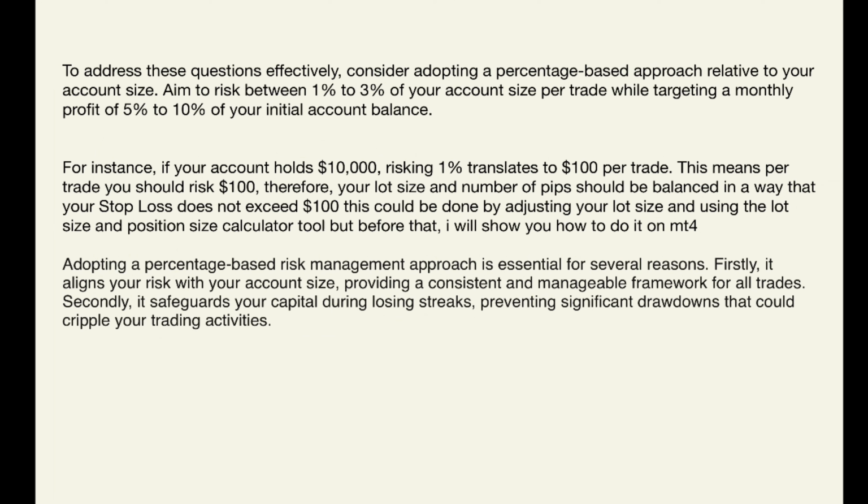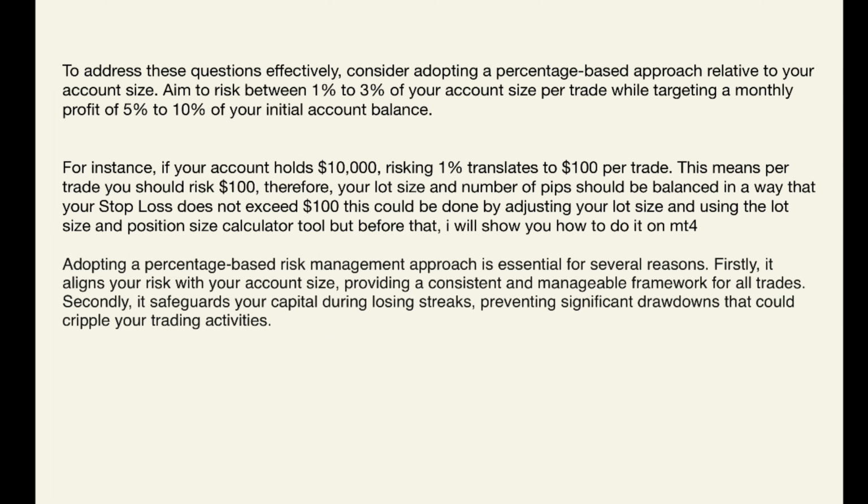To address this question effectively, I think you should consider a percentage-based approach relative to your account size, so it factors in your account size. What you should be aiming for is to risk at least 1 to 3% of your account size. I recommend 1%. If you go above, I recommend 2%. Anything above 3% is a little bit too much. So this is what you need to keep in mind.